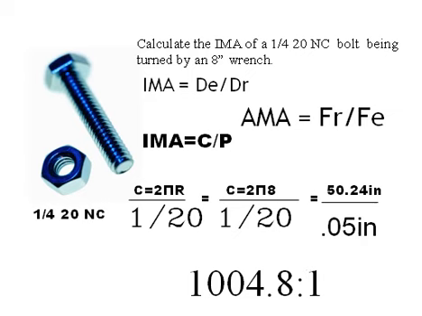1004.8 to 1. So the efficiency is AMA divided by IMA, or in this case, since both of those are the same, it comes out to 1.